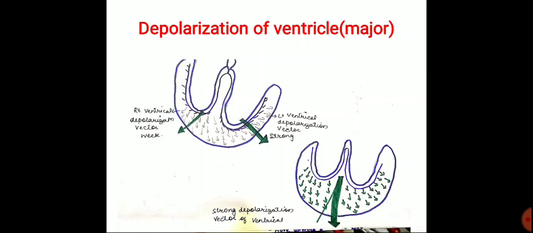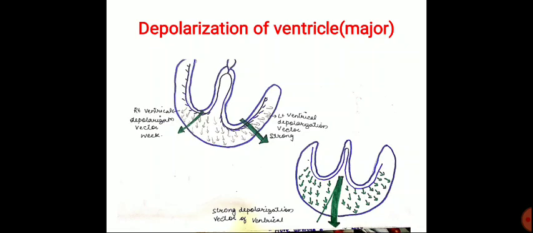This vector is very strong because of the strong musculature of the left side of the ventricle. In the right ventricle also, very small vectors are formed, and these are again summated together and form the right ventricular depolarization vector. But this right ventricular depolarization vector is weak as compared to the left ventricular depolarization vector, because the musculature in the right ventricle is less as compared to that of the left ventricle. Okay, so right and left ventricular depolarization vectors are formed. The left ventricular depolarization vector is directed downward and toward the left.